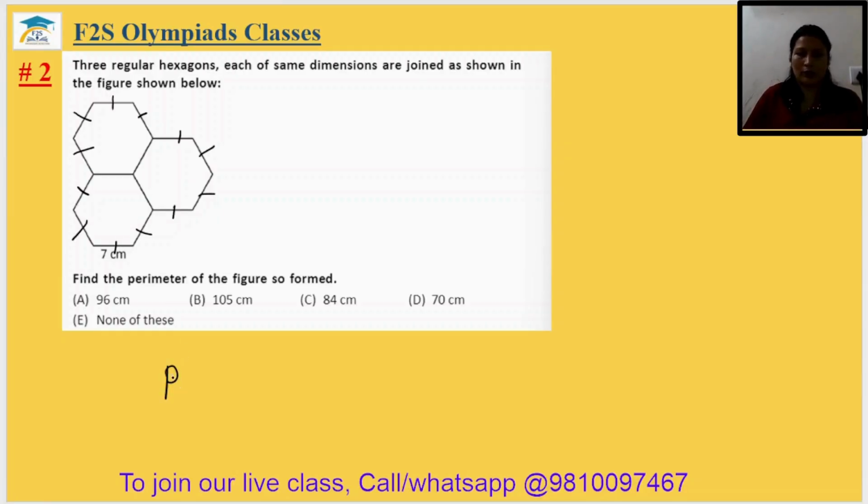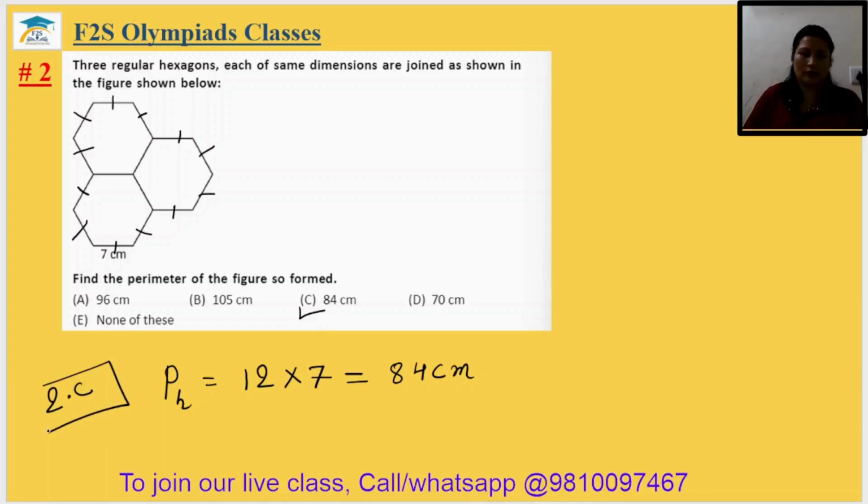So the perimeter of the figure will be equal to 12 multiplied by the side of the hexagon. That is your 84 centimeter. It is in option C. The second answer will be C.